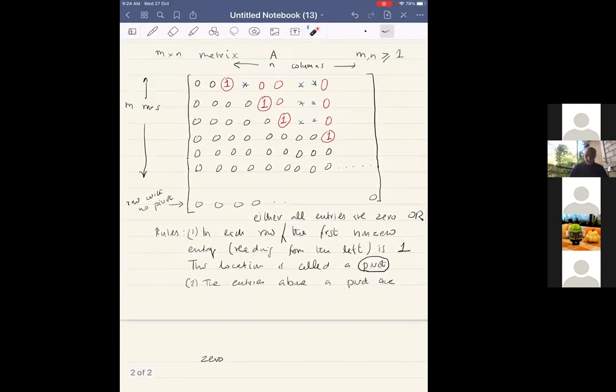Now, there need not be a pivot in every column. So for example, the 4th column here, which is this one, has no pivot. This column has no pivot. This column does not contain any pivot. Okay.